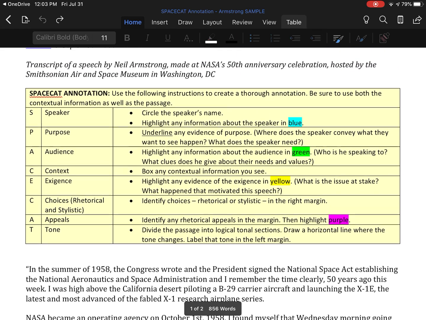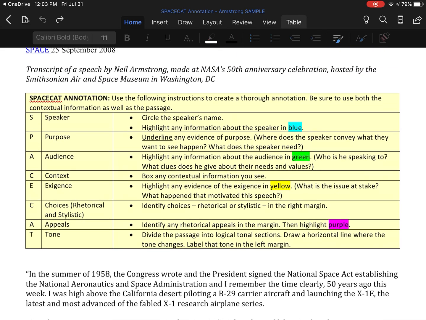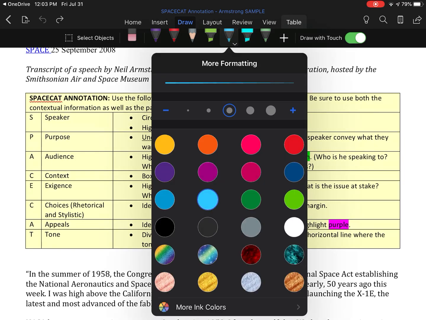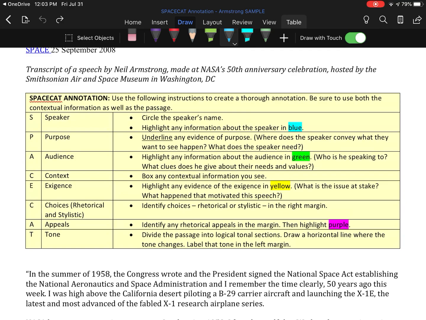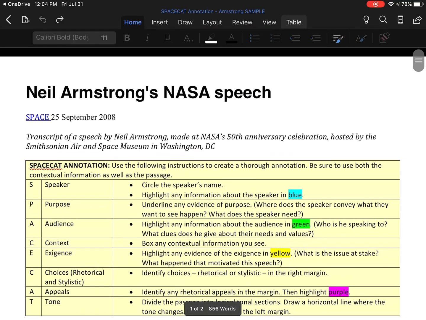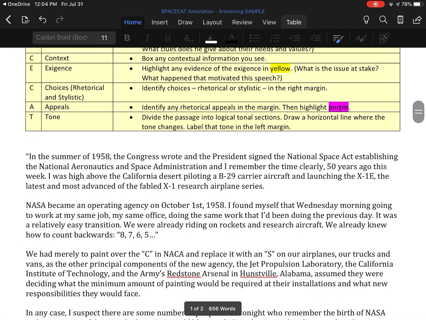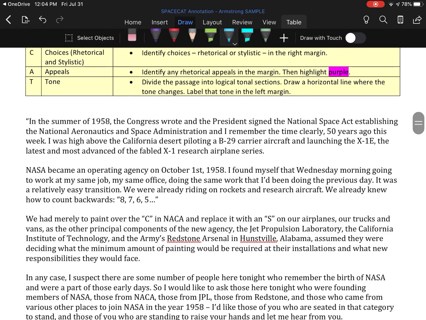All right, so like I said, I'm not going to read the whole thing, but I'm going to take a second here and start marking some stuff. Speaker is blue, so let me get the correct color here. There's my blue. And it says circle the speaker's name. Well, that's pretty easy, but I just have to move my screen up a little bit. Our speaker is Neil Armstrong. And then it says highlight any information about him. He does reveal some, so let's use the blue highlighter.